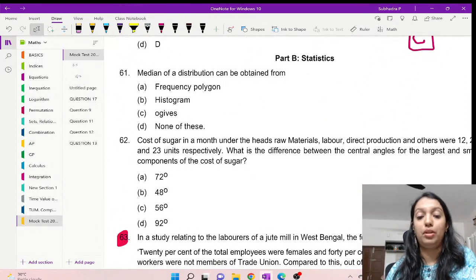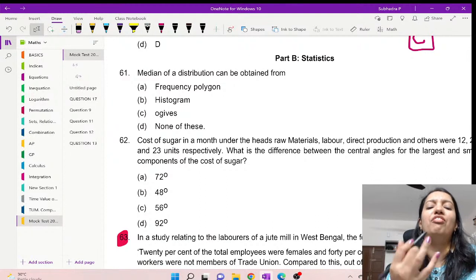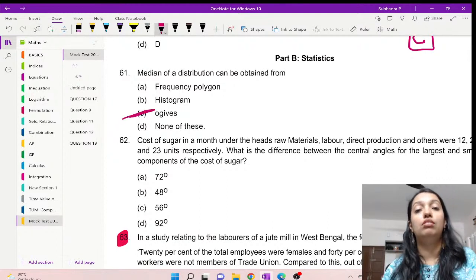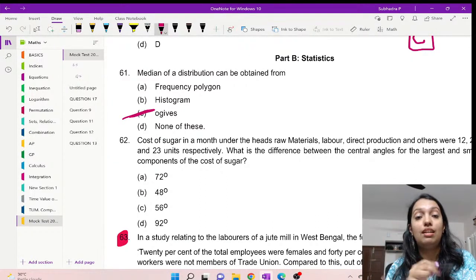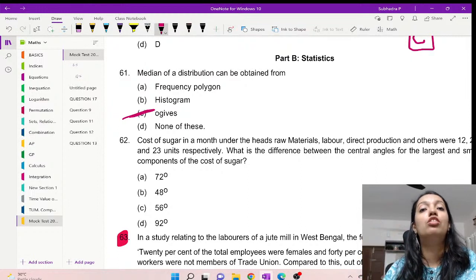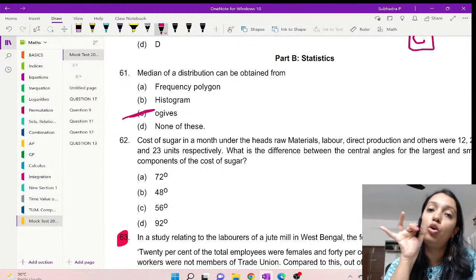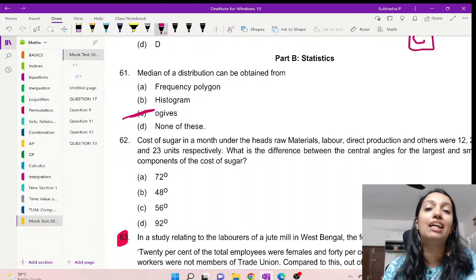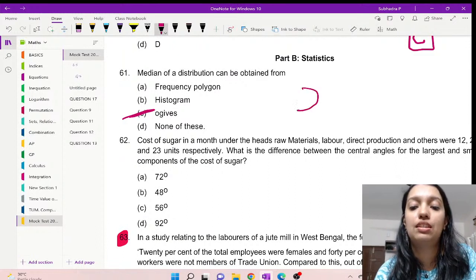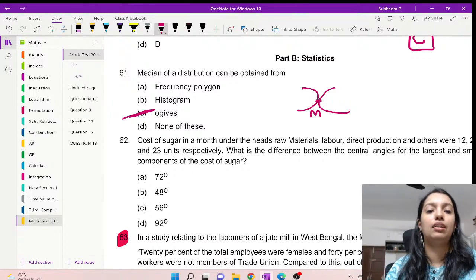Median of the distribution can be obtained from the very easy ogive. Remember ogive? Less than ogive, more than ogive looks like X. The point where both of them intersect, that's where we get the middlemost, which is the median. Remember that.